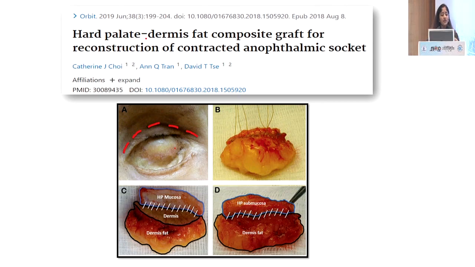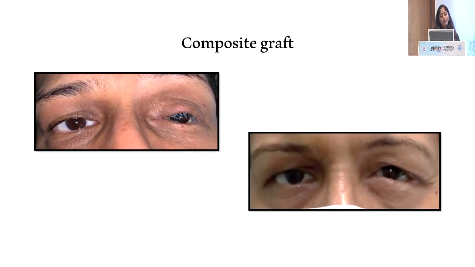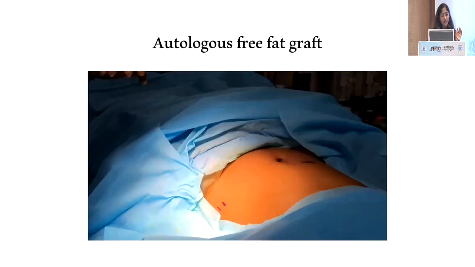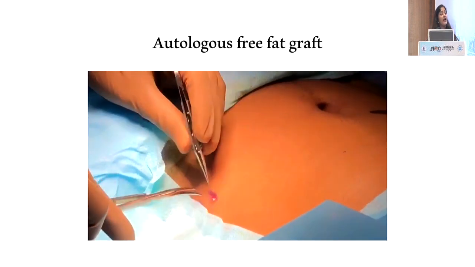While going through the literature, I found something very interesting where you can do a composite graft, harvesting the hard palate along with the dermis fat graft, so that way you can form the fornix as well and give volume also into the socket. So we tried the same on this patient. You can see the beautiful result. She's retaining the prosthesis very well. The entropion as well as the lower lid retraction is well taken care of. Here is another example of a patient post DFG and LPS plication, and look at the result. It's quite beautiful.